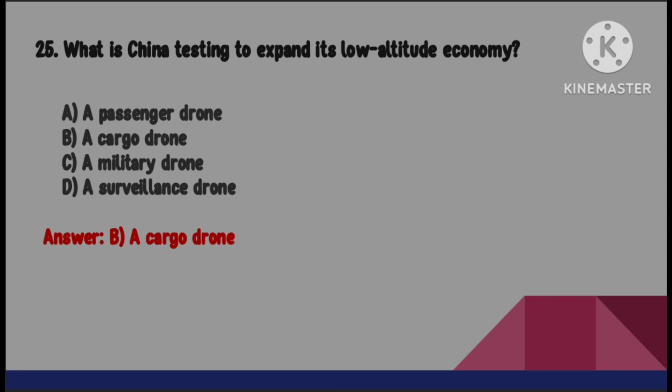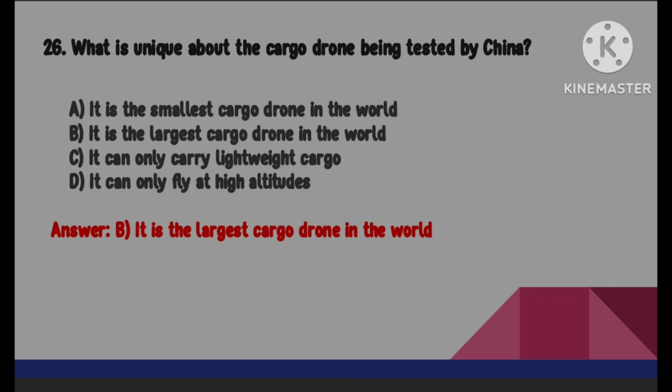Option C, a military drone. Option D, a surveillance drone. And the right answer is option B, a cargo drone. And the next question is, what is unique about the cargo drone being tested by China? Option A, it is the smallest cargo drone in the world.